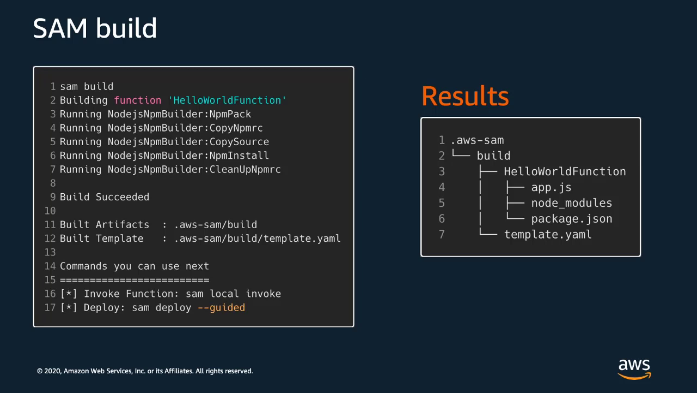If I use a layer and just attach that layer to each of these functions, then I don't have to upload those dependencies every time. Instead, the Lambda service will pull them in when I'm creating or updating a function. All right, so finally it says, okay, everything's out. The commands you can use next are SAM local invoke, which we'll get to in a moment, or SAM deploy guided to actually deploy the application.